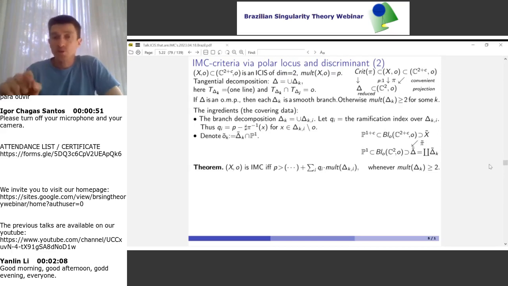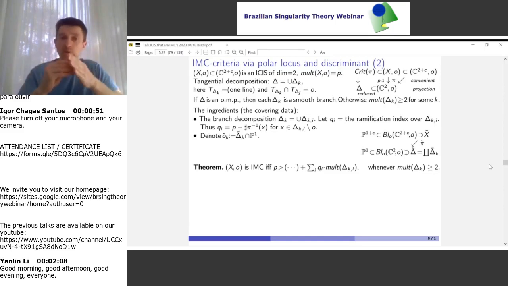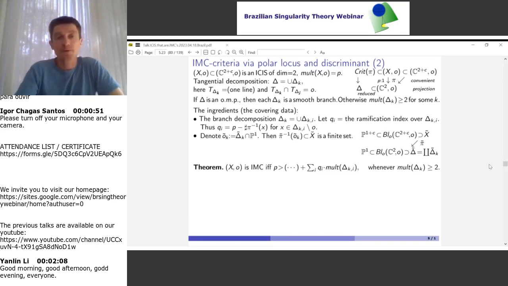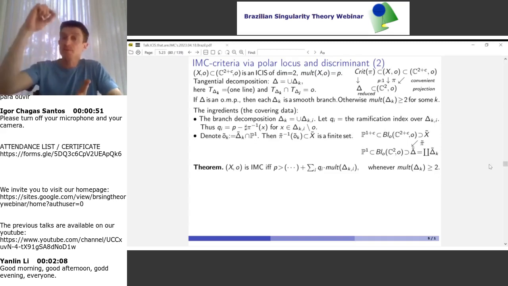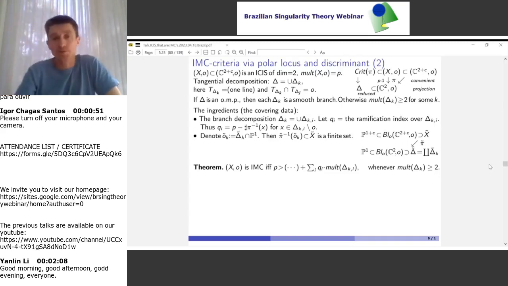Now, for each such connected component, take the intersection point with the exceptional divisor, denoted this OK. The intersection is just one point, because the tangent line to delta k is just one line. Tangent cone is just one line. And then take the total pre-image of this OK upstairs. This is some finite set, several points. Could be just one point or many points, finite set.